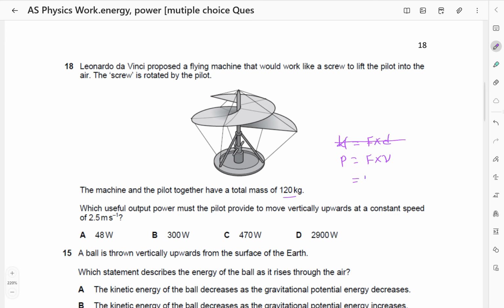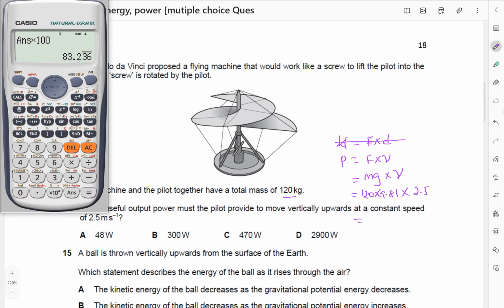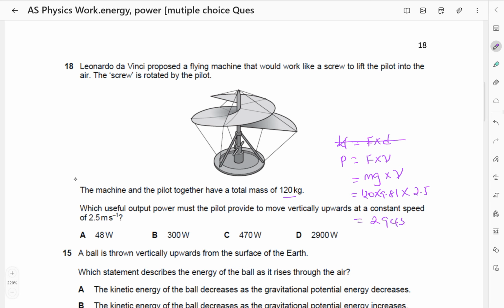So this will be mg, then times the velocity. So this will be m is 120 times 9.81, then times v, which is 2.5. So this will give us the power, 120 times 9.81 times 2.5, which gives us 2943 watts, which is approximately 2900 watts to two significant figures. So the answer is D.